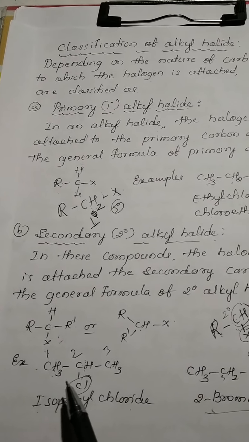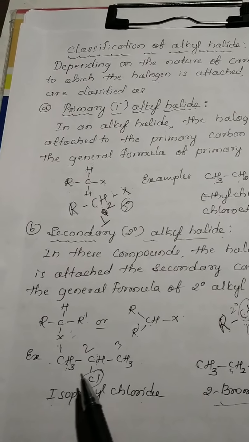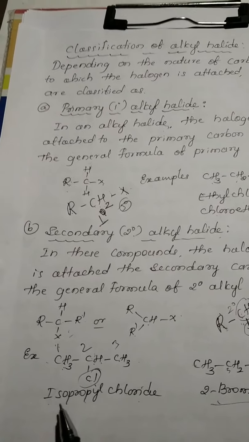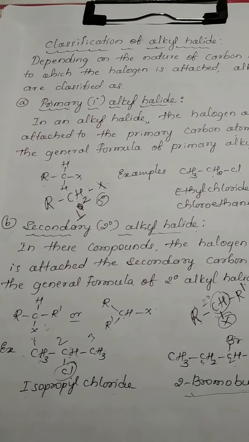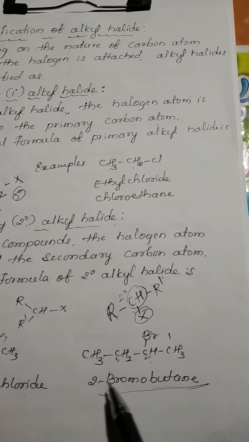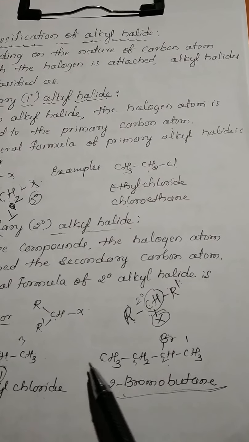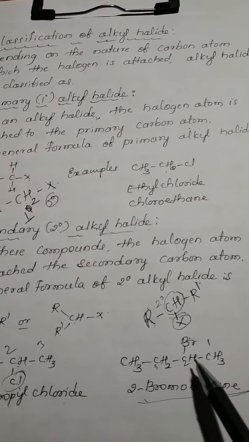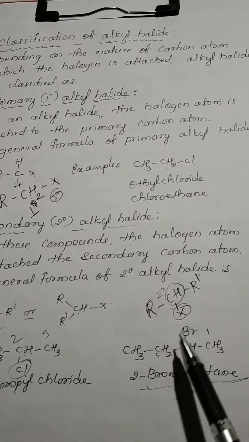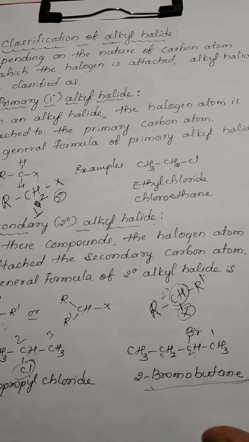A particular example for this compound is CH3CHClCH3. See here, this is called isopropyl chloride, or else the IUPAC name of this compound is, numbering 1, 2, 3, the second carbon containing chlorine, hence it is called 2-chloropropane. And here this chlorine atom is attached to the secondary carbon, hence it is called a secondary alkyl halide. Another example, 2-bromobutane. See here, 1, 2, 3, 4. Butane, but is the root word because 4 carbon atoms are there. The second carbon contains bromine, hence it is called 2-bromobutane. It is also an example of secondary alkyl halide because this carbon is attached with only one hydrogen atom.